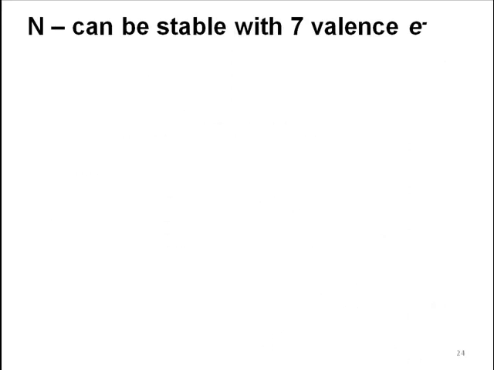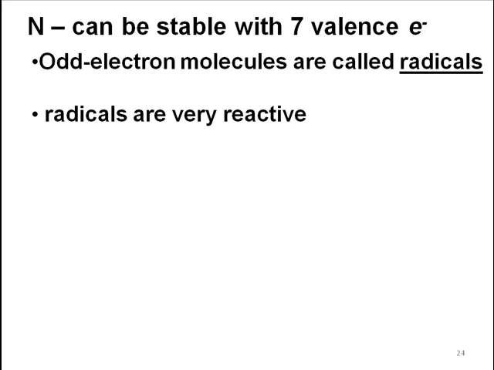N can be stable with 7 valence electrons. Okay, again, nitrogen, unfortunately, it's right after carbon, but nitrogen has some unique properties. The odd electron molecules are called radicals because they are not normal. They're radical. Radicals are very reactive, extremely reactive, because they want to have that stable octet if possible. So that's why they're not stable, but they still can be more stable than they can be found in nature with 7. Nitrogen monoxide is a good example of this.